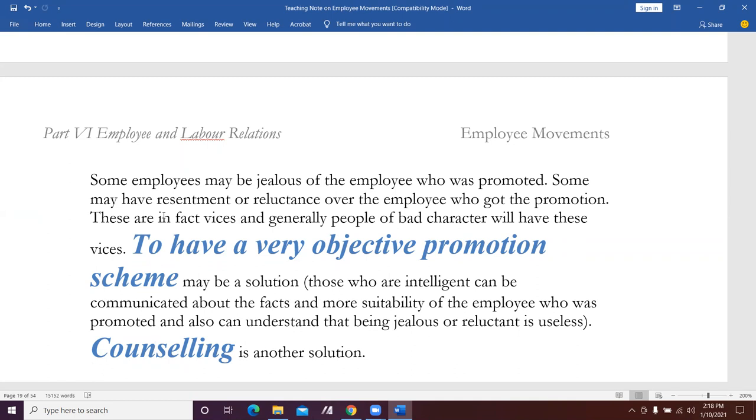We can sympathize and empathize with these people who are suffering from jealousy owing to the fact that they were not promoted. Then we can help them: these are the qualifications that you have to acquire in order to get the promotion. And then we can advise, if you have certain weaknesses with regard to your performance, please follow these things in order to avoid those weaknesses. That kind of counseling can be given. That is another solution.